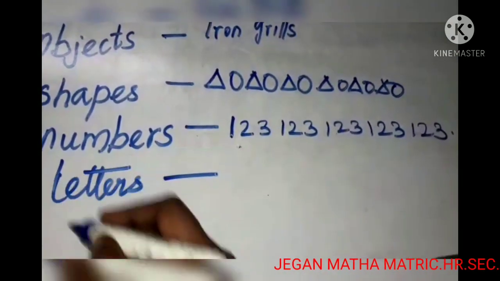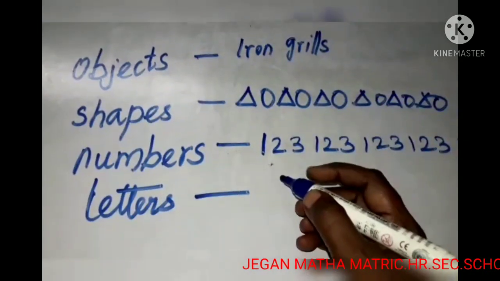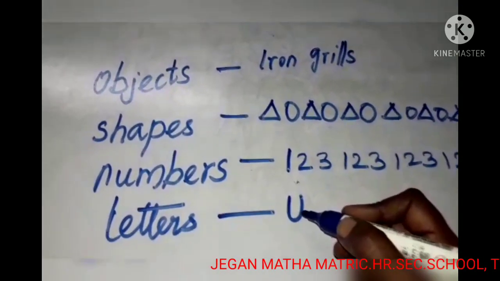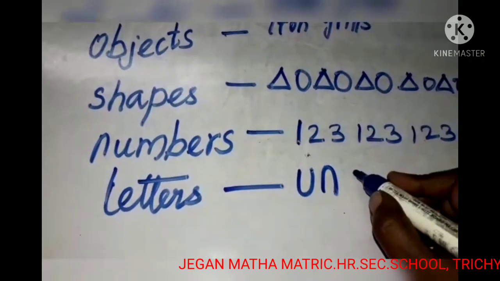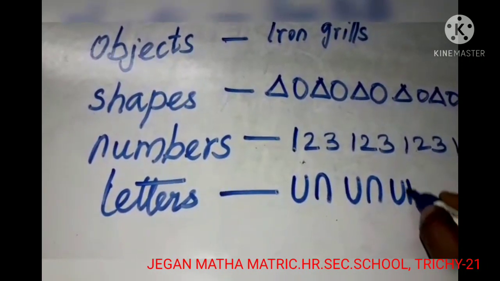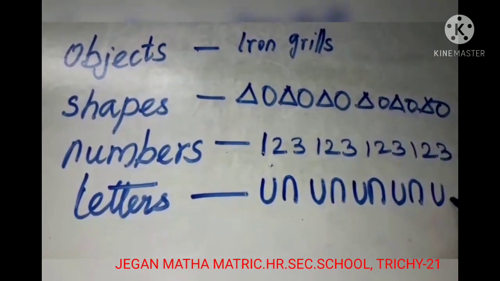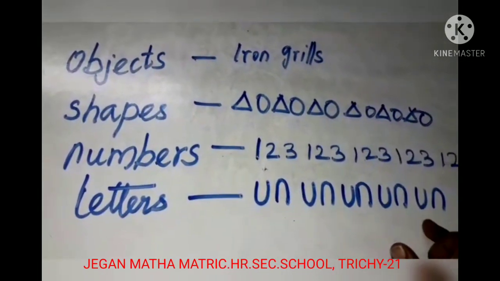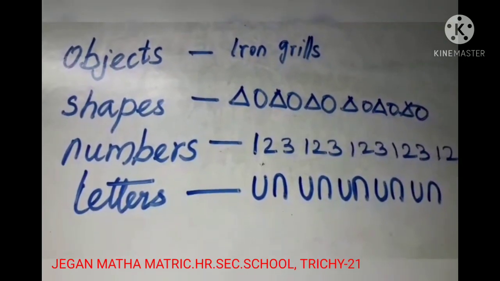Then letters. For letters, an example is U, letter U, then inverted U. U, inverted U. Okay, it's coming again and again. Yes, this is also called one type of pattern.